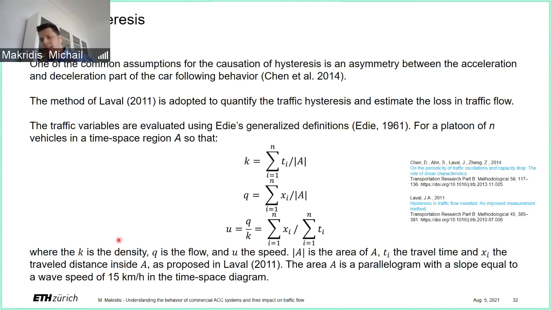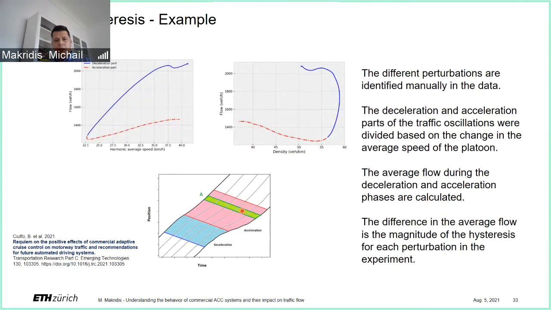Now let's go to the next property, which is the dimension, which is the hysteresis. It's a common assumption that the reason behind the hysteresis is the asymmetry between the acceleration and the deceleration. Here we used a method from 2011 in order to provide some results, and then the generalized definitions of Edie for the density, flow, and speed. So according to this work, we define an area, this A area, which is a parallelogram in time and space, and we compute the generalized Edie definitions within this area.